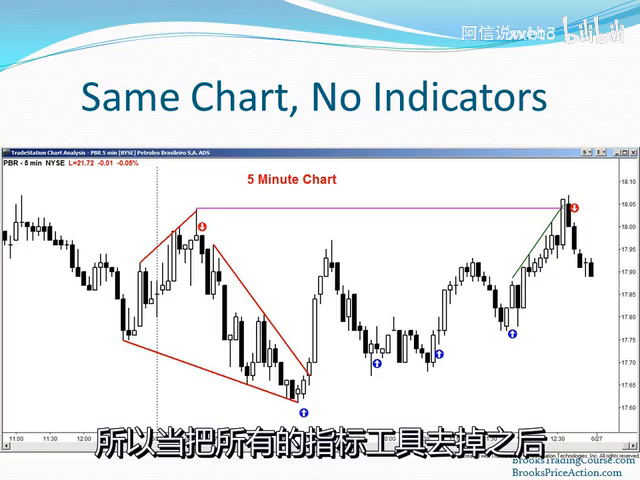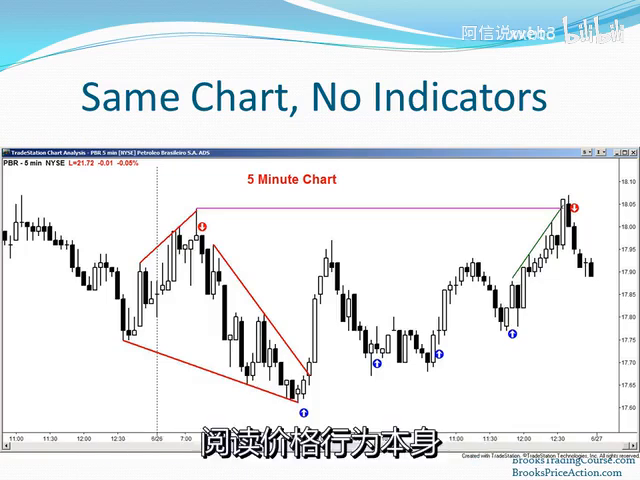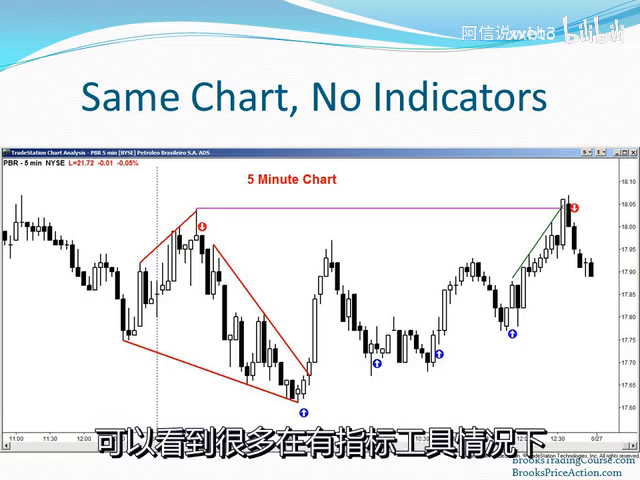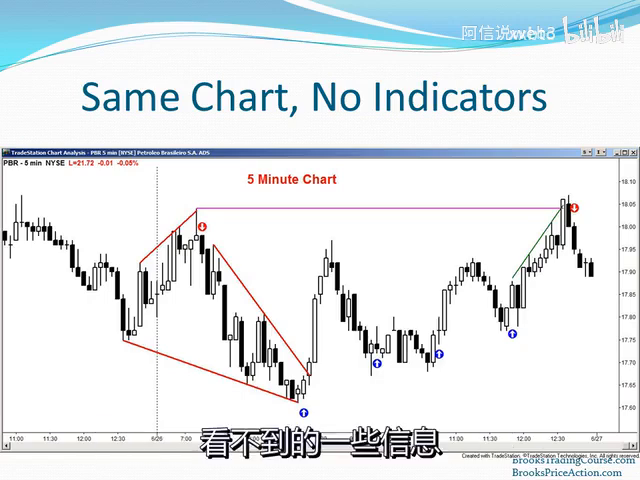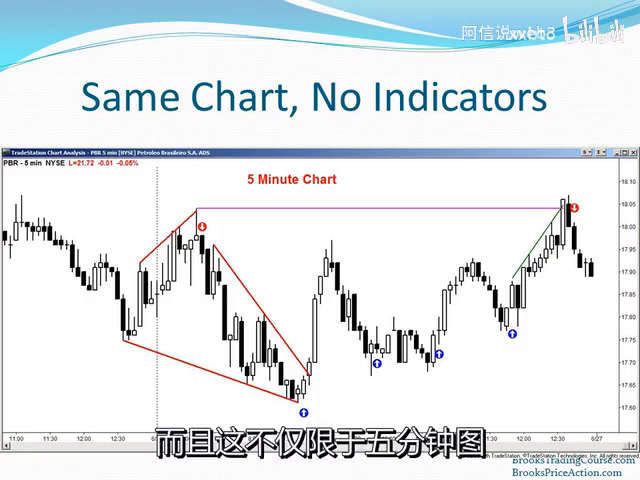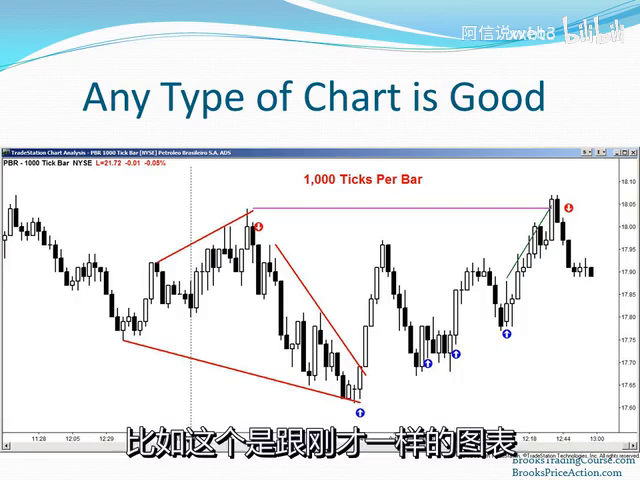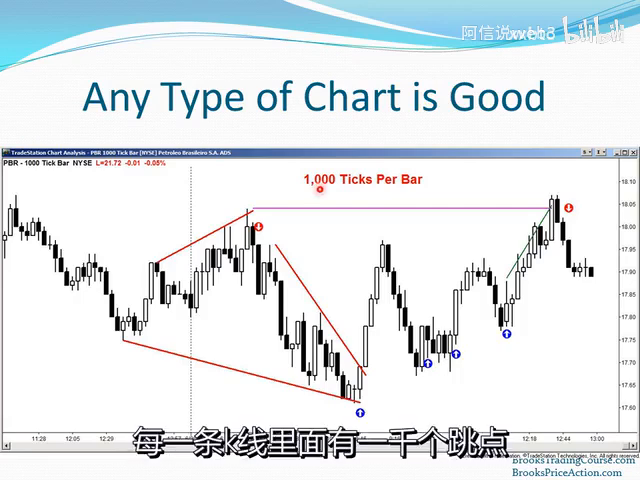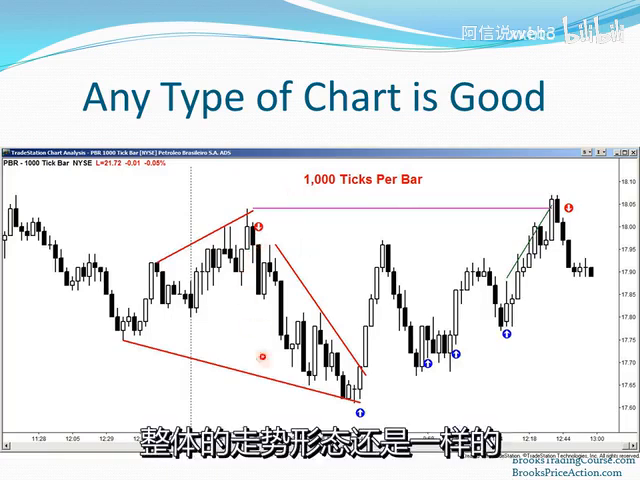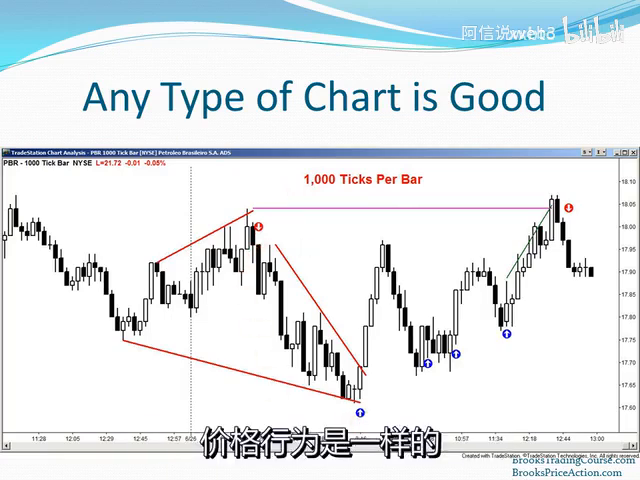So if you get rid of all the indicators and just look at the price action itself, a lot of times you'll see things that you cannot see when you have the indicators present. And you don't have to look at the 5-minute chart, you can look at any kind of chart. For example, here's the same chart where there's 1,000 ticks per bar, and the overall shape is still the same. The price action is still the same.